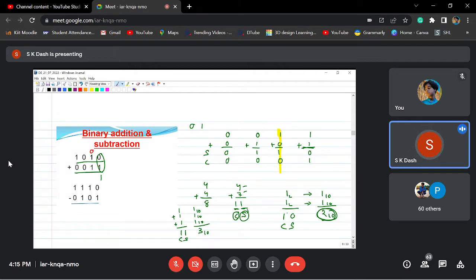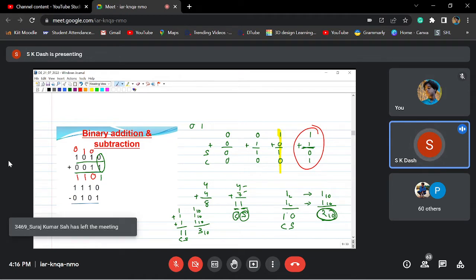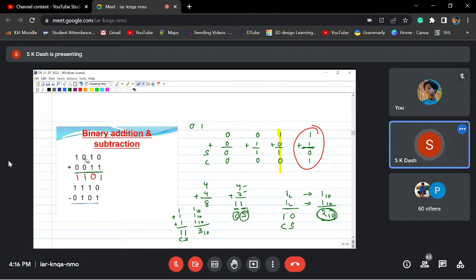Next, what will you add? Next, you will add 0 with 1 with 1. 0 plus 1 is 1, 1 plus 1 is what? Sum is 0, carry is 1. Then 1, we need to add with 0 with 0. Sum will be 1, carry will be 0. Finally, 0 plus 1 plus 0, sum will be 1. In the last case, there is no need to write the carry because the carry is 0 only. So if we add these two numbers, we got the result as 1101.